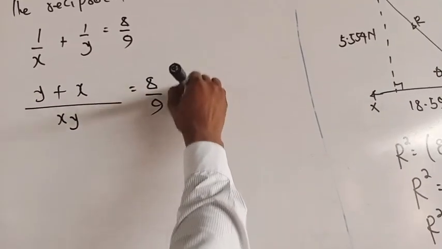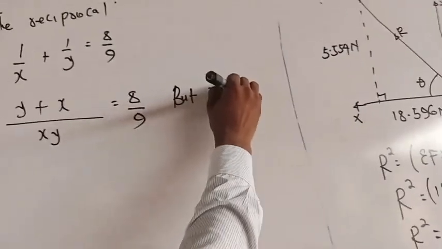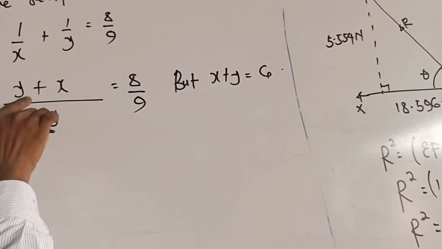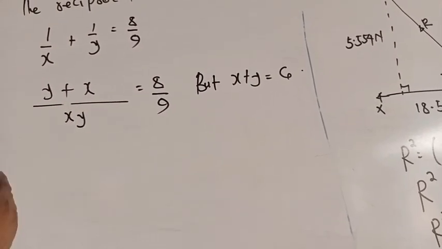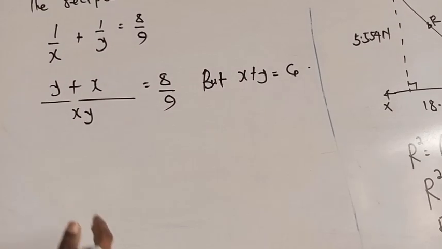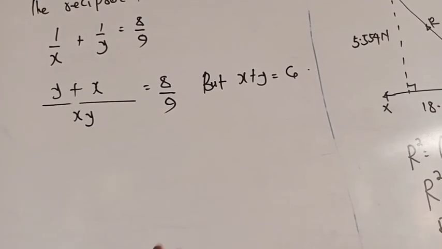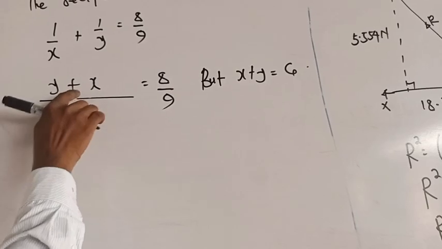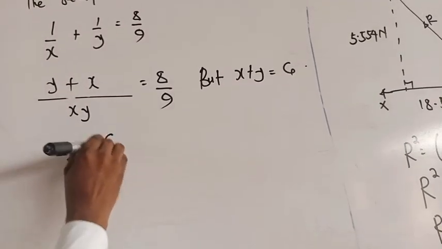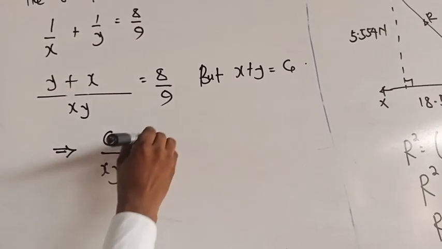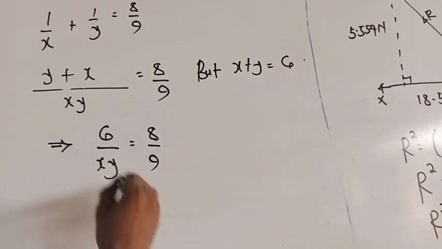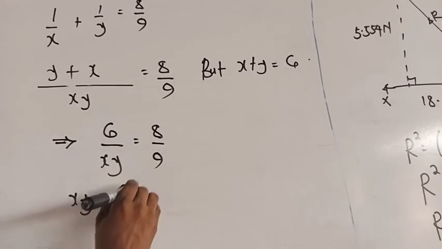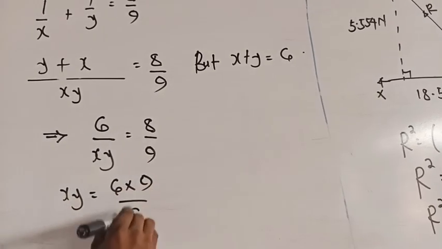But recall, X plus Y is equal to 6 from equation 1. So let's substitute X plus Y as 6 into the numerator. Y plus X is written as X plus Y, more or less like saying 3 plus 2 is written as 2 plus 3. So Y plus X is the same as X plus Y, and the value is 6. Let's put it down as 6. We have 6/XY equals 8/9. So if I make XY the subject of the formula, my XY will give us 6 times 9/8.